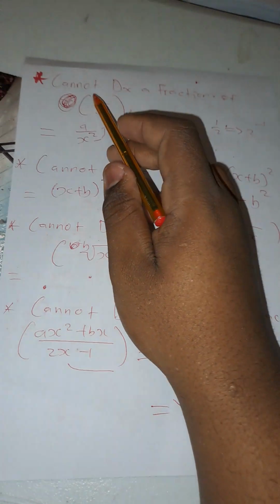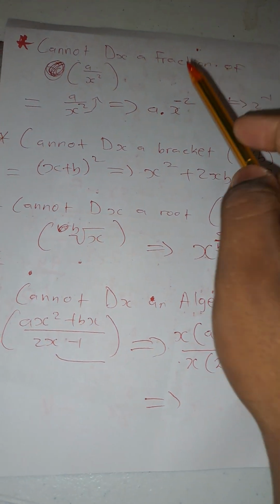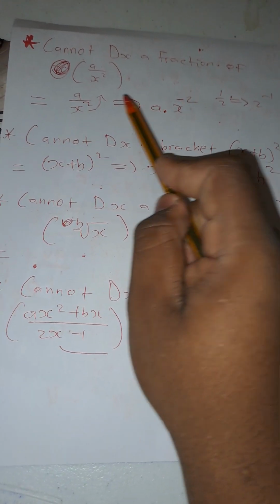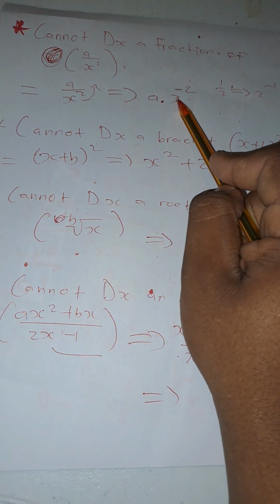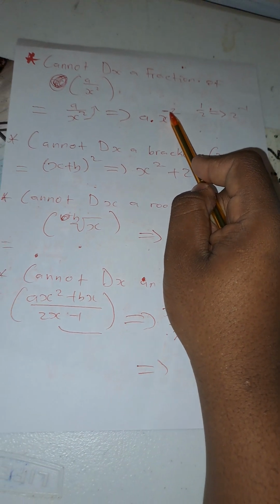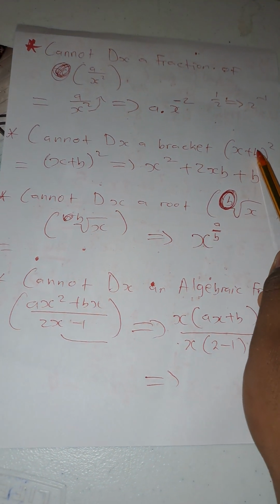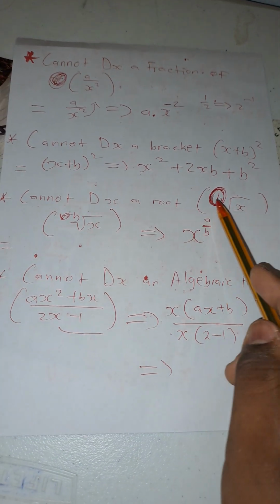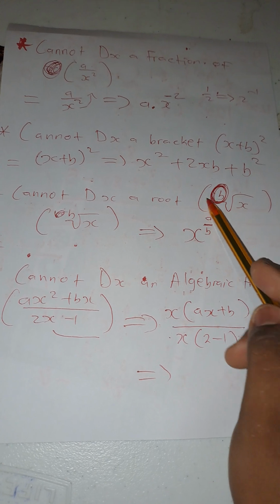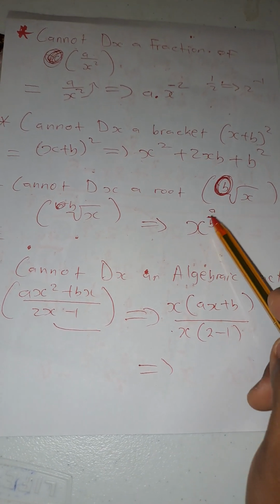So the first one, you cannot dx a fraction of a over x squared. For you to solve it, you have to say a times x squared, but since this is changing position, it will be a times x to the power of negative 2. Number 2, you cannot dx a bracket like this. If you have something like this, you must expand just like that. The third one, you cannot dx a root. So for you to dx a root, you must know what the value there is. It is the denominator. So it will be x to the power of a over b.